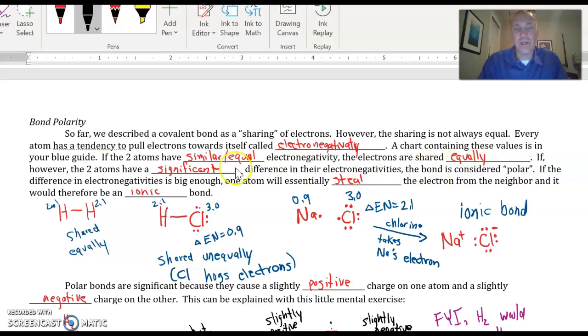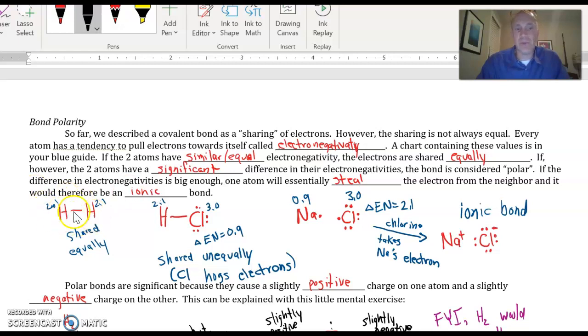If you take this to an extreme, and you have an atom which is really greedy for electrons and one that is extremely ungreedy for electrons, that difference can be big enough that one atom will essentially steal the electron from its neighbor. The extremely greedy atom will take the electron from the extremely ungreedy atom. In that situation where one steals the electron, that's going to lead to what we normally consider an ionic bond.